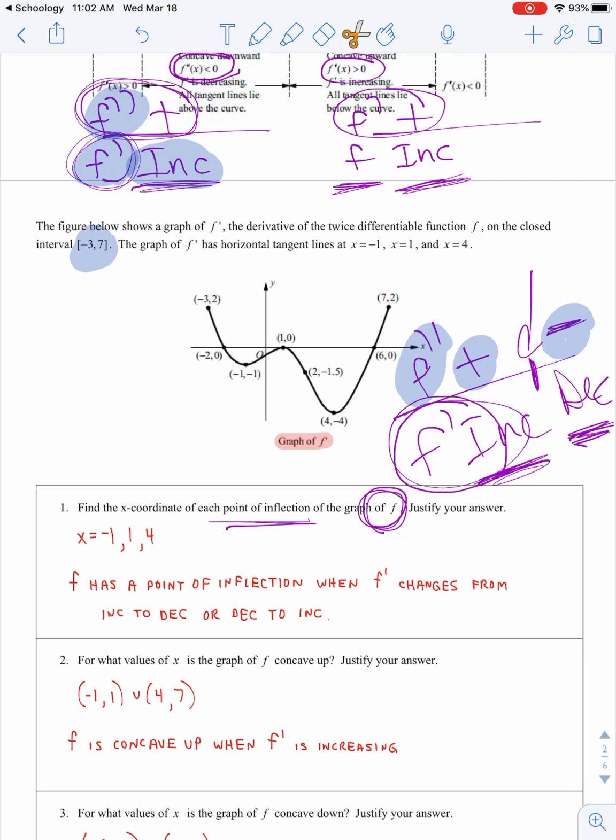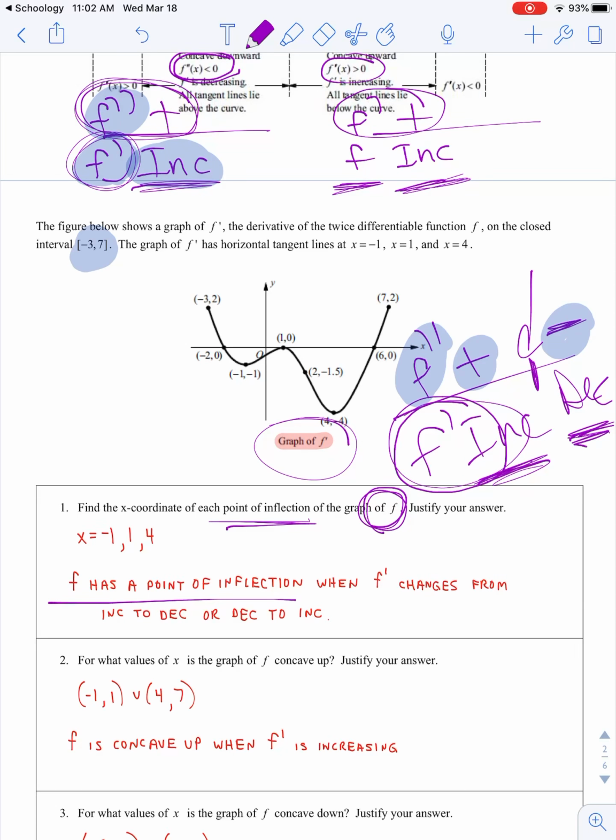Okay, so let that soak in a little bit. So that's why in this case, I can talk about the second derivative changing signs, but the problem is we don't have any information about the second derivative. We only have the first derivative. So a point of inflection will occur.